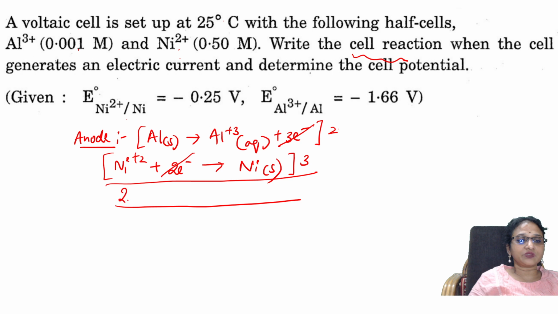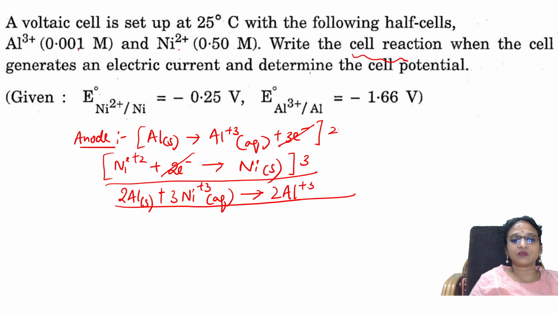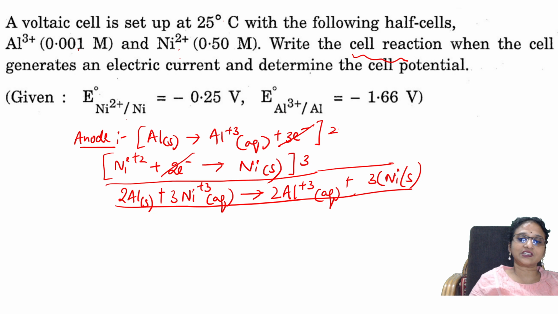So multiply the whole thing: 2 into aluminium is 2 aluminium solid plus 3 into nickel aqueous. This also gives 2 into aluminium plus 3 aqueous, and next comes 3 into nickel solid. Easy, students? Very easy. So this is your cell reaction. This is done. After that, they said determine the cell potential, so I have to find the E cell also.